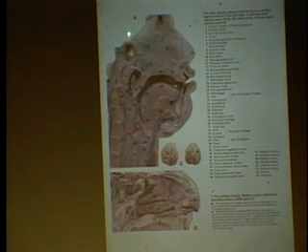All right. Tell me the bones that make up this structure. What is it first? Nasal septum. Say it fast. If you know it, shout it. Nasal septum. What bones make it up?